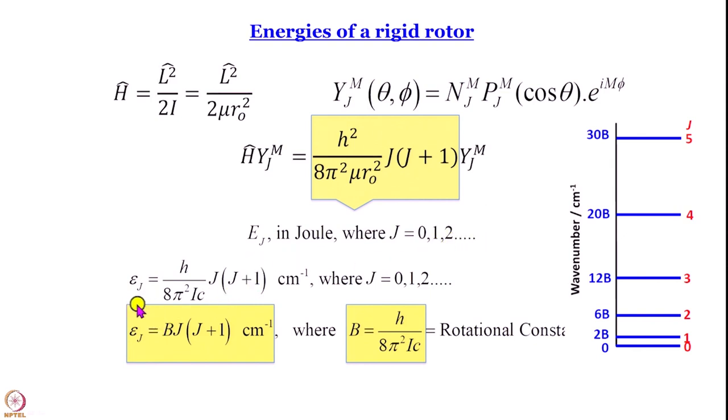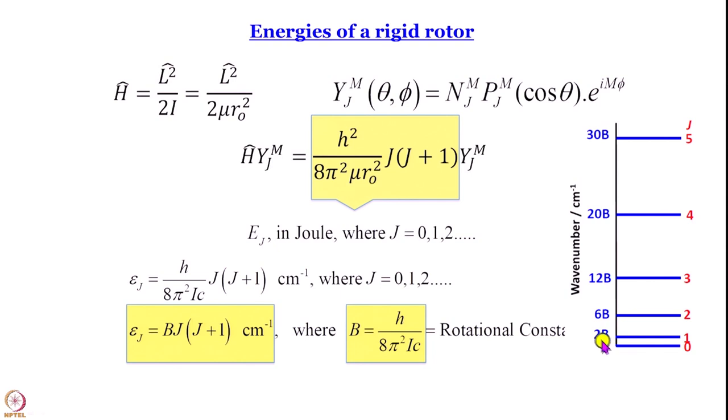And we also said that generally we like to represent epsilon j in terms of B, where B is h by 8 pi square I c. When we do that, we write it in terms of centimeter inverse, and the expression becomes very simply epsilon j is equal to B into j into j plus 1 in centimeter inverse. And then we had worked out these rotational energies for the different rotational quantum numbers, and we found that first of all, of course, energy is quantized. Secondly, the energy gap keeps increasing as we go up the ladder, but the difference in energy gaps is always 2B. So, we have 0, 2B, 6B, 12B.